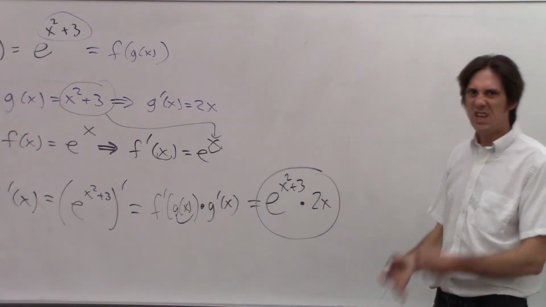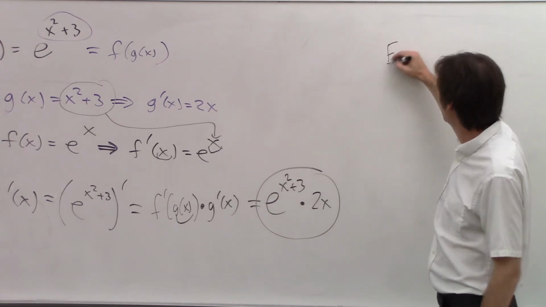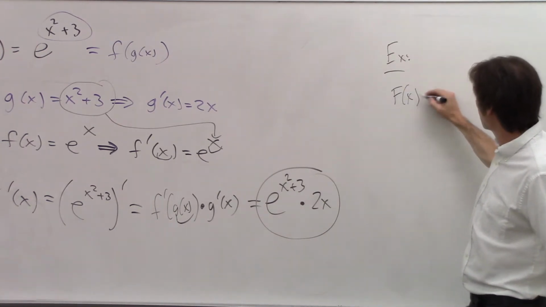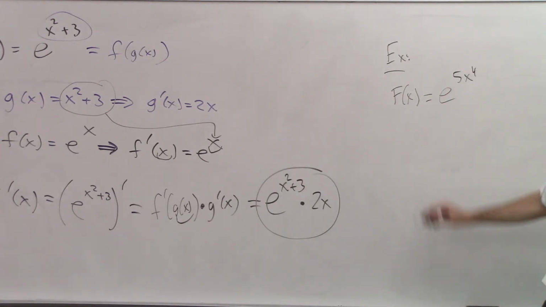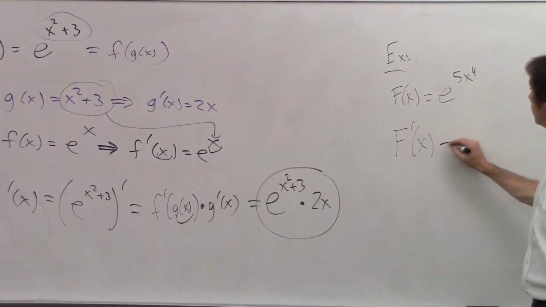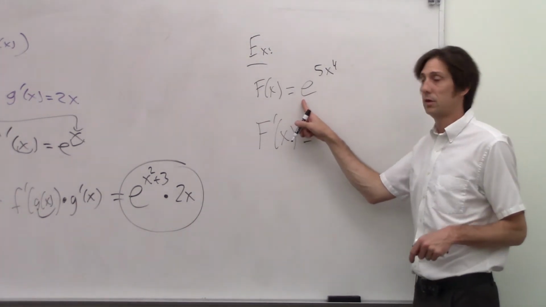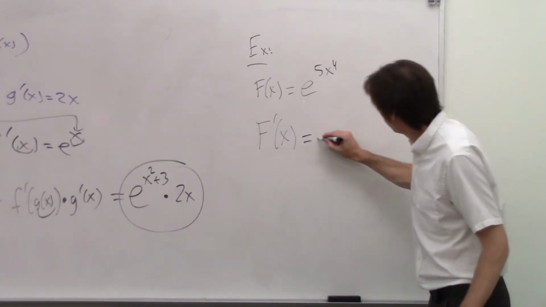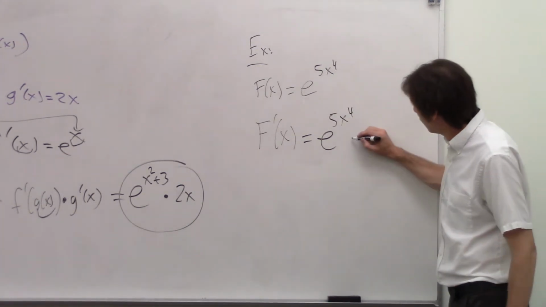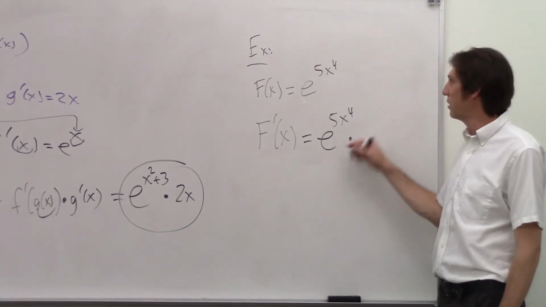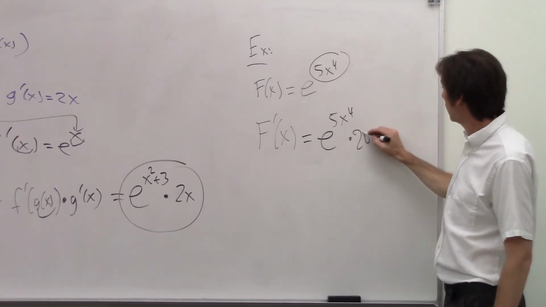These problems with e raised to a function also turn out to be common, but easy to handle once we get the hang of it. For example, if our function f of x is e to the 5x to the 4th, the derivative with the chain rule is going to be the derivative of the outside. The derivative of e is e itself. And then we plug the original back in. So I get the original function here, e to the 5x to the 4th. But then by the chain rule, I have to multiply by the derivative of the inside function, and that's 20x cubed.